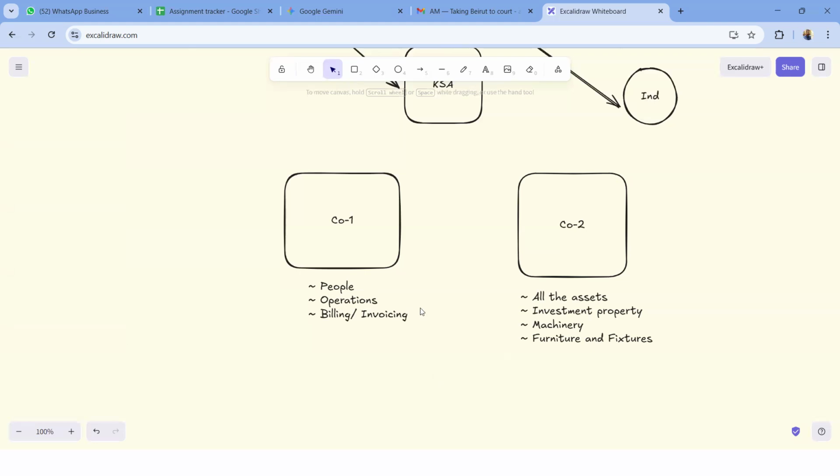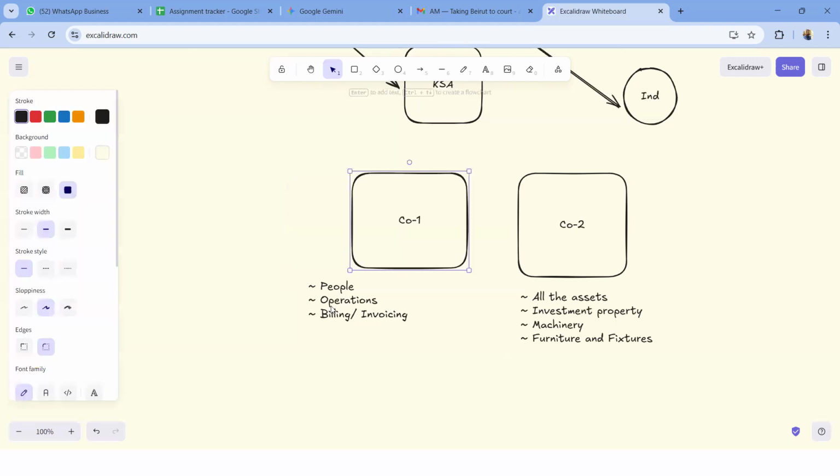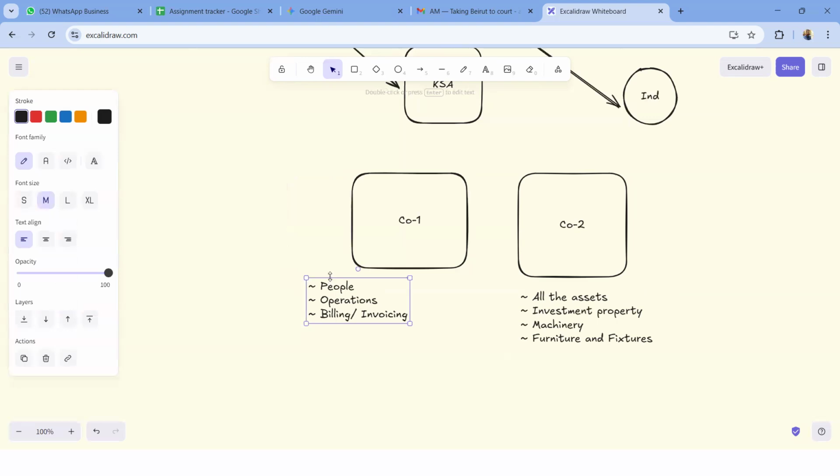So basically, it means that this company and this company cannot exist separately; they have to coexist. One can't operate without all the assets, and the other can't operate without all the people, billing, invoicing and operations. So this is called a stapled structure. This particular framework is called the stapled structure.